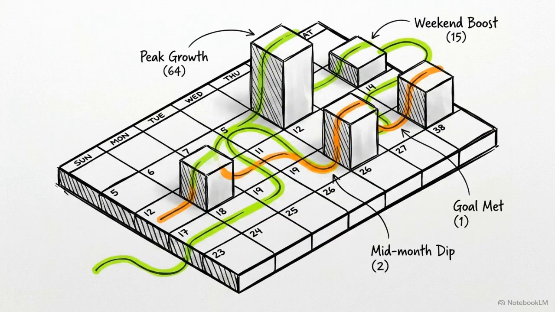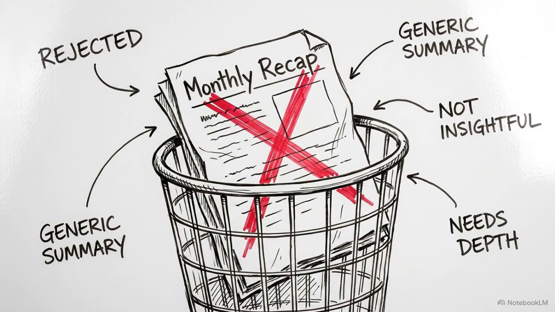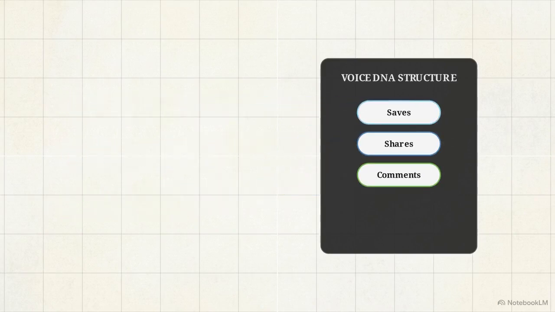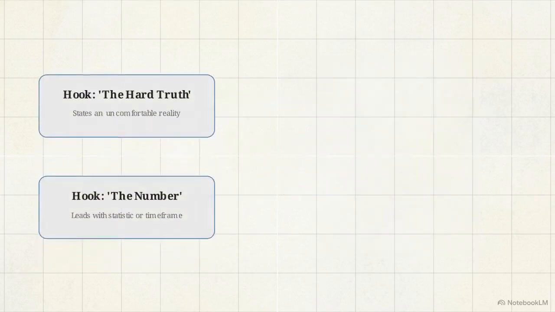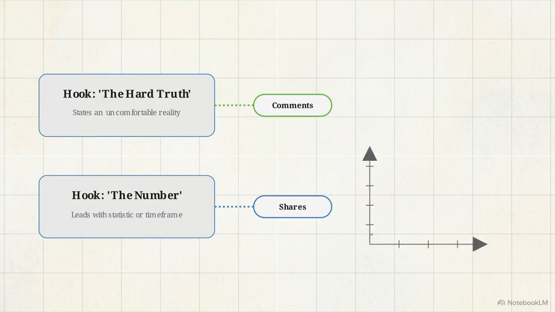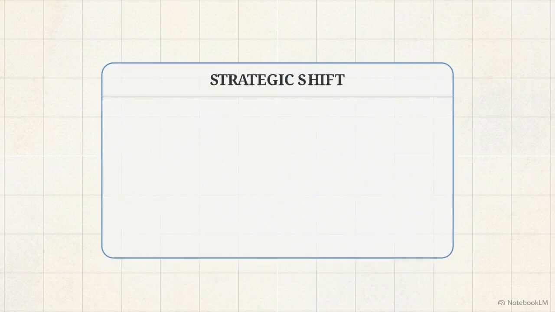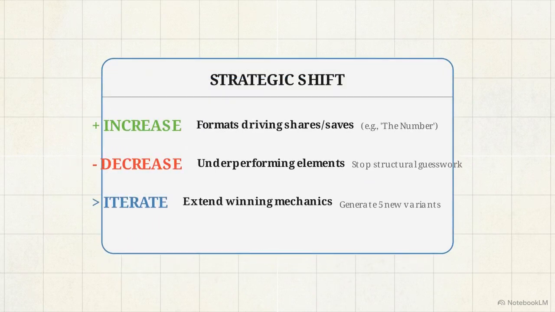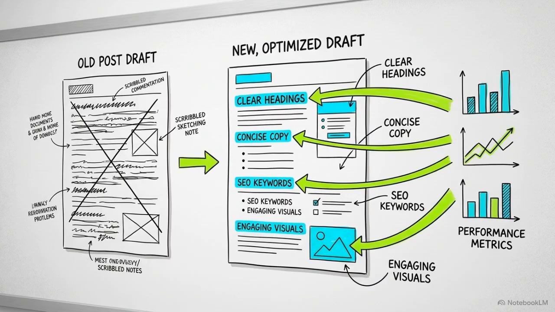This requires reviewing the past month's published content to drive future strategy. Instead of asking for a generic summary, we command the AI to correlate engagement metrics like saves and shares back to the structural choices mapped earlier. The AI identifies if the hard truth drove comments, while the number drove shares. This data dictates specific strategic shifts, defining which structural elements to increase, decrease, or stop, based strictly on performance. This produces actionable changes for how future posts should be formatted and written.